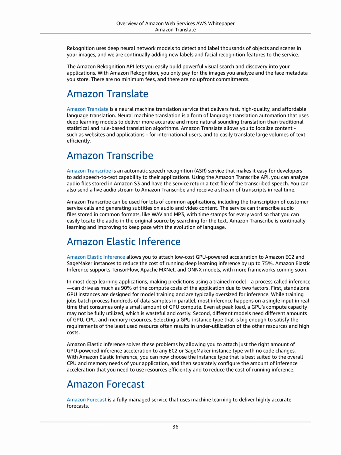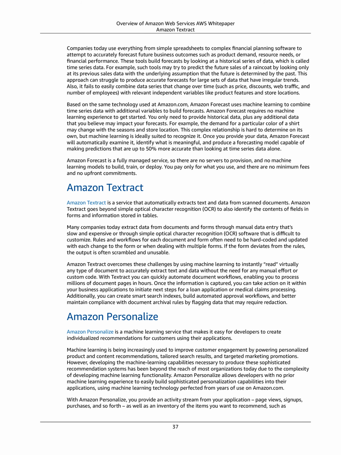Amazon Forecast. Amazon Forecast is a fully managed service that uses machine learning to deliver highly accurate forecasts. Companies today use everything from simple spreadsheets to complex financial planning software to attempt to accurately forecast future business outcomes such as product demand, resource needs, or financial performance. These tools build forecasts by looking at a historical series of data, which is called time series data. For example, such tools may try to predict the future sales of a raincoat by looking only at its previous sales data, with the underlying assumption that the future is determined by the past.